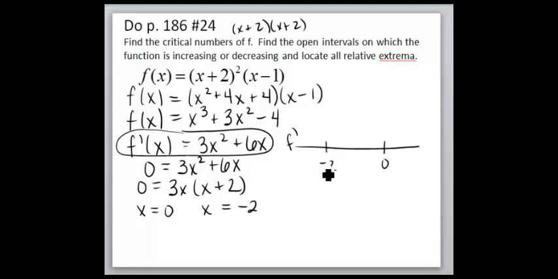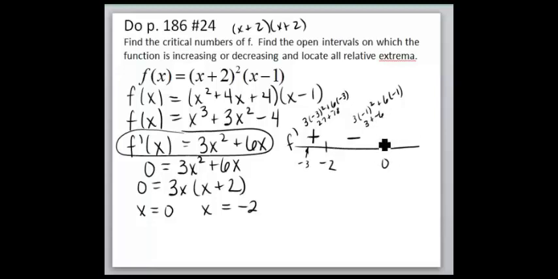So if I try negative 3 and put negative 3 in there, I'll have 3 times negative 3 squared plus 6 times negative 3. Well, that is 27 plus negative 18. That's a positive value, so I know that all the slopes of the tangent lines of the curve are positive here. Then if I try negative 1, I'd have 3 times negative 1 squared plus 6 times negative 1. Well, that would give me 3 plus negative 6. This is a negative value, so all the values are decreasing. All slopes of the tangent lines are negative.